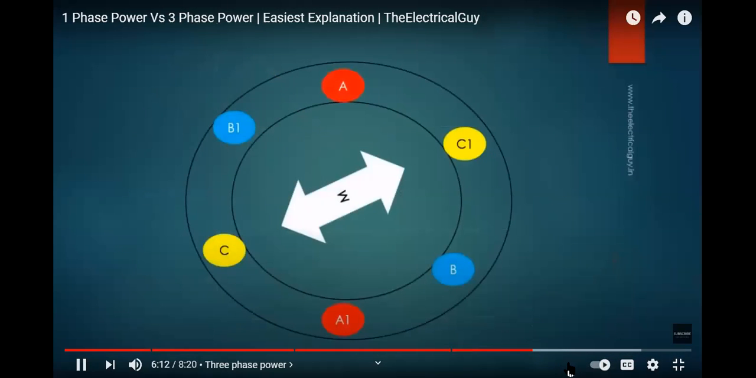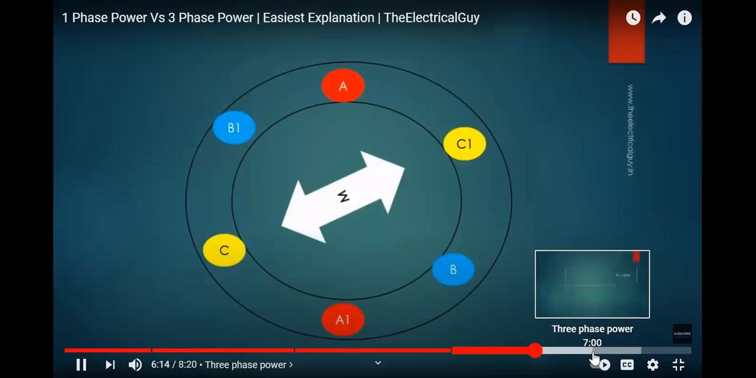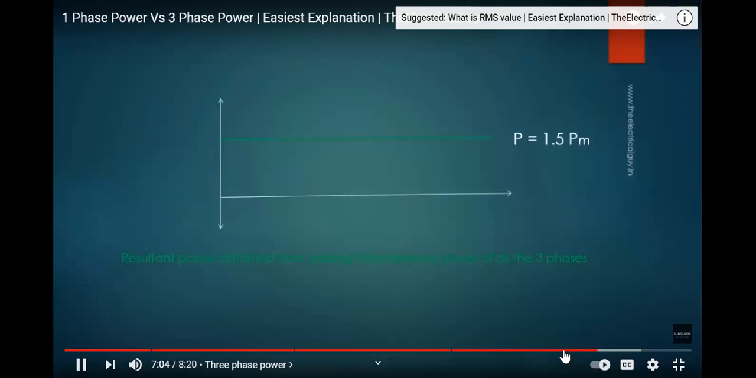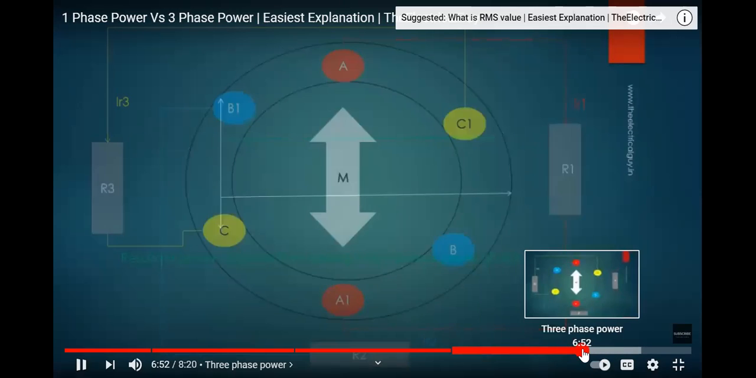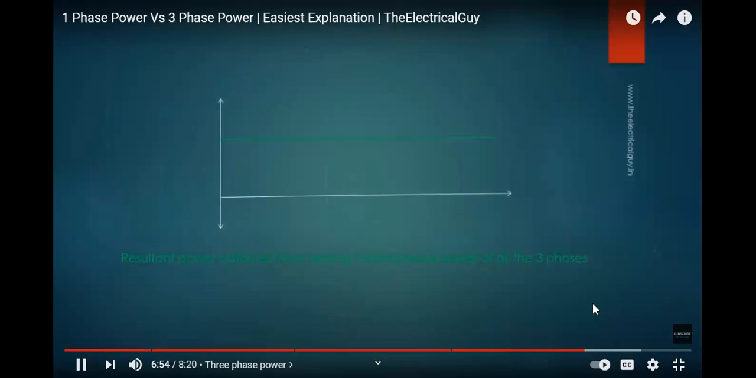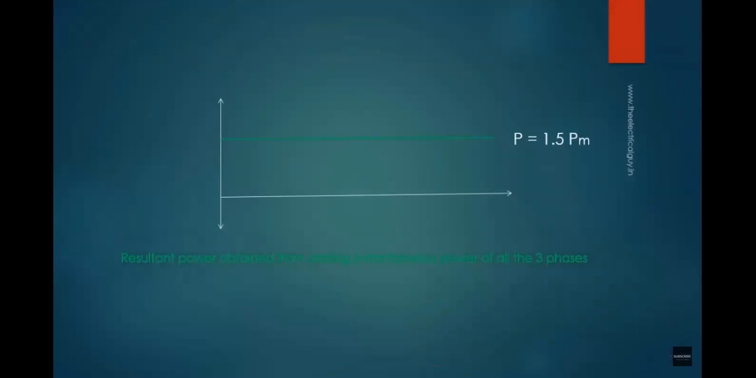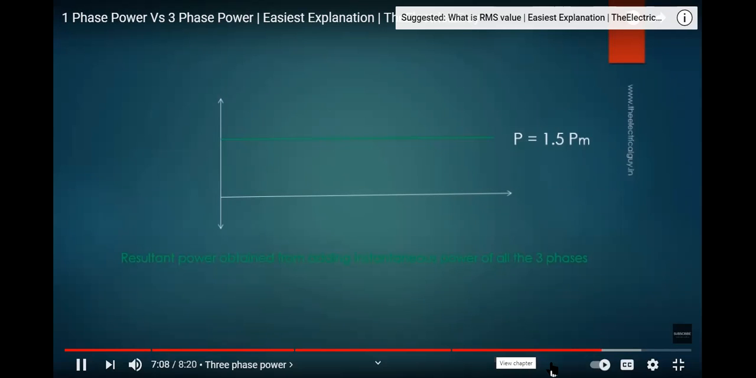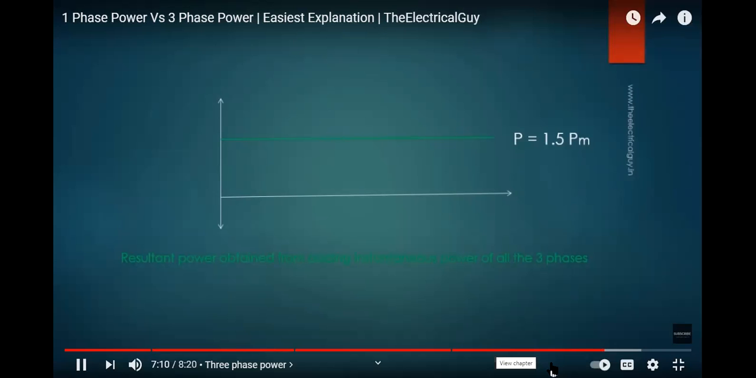When the magnet rotates by 240 degrees from its initial position, the voltage across winding C1 is maximum. Hence, the total power is constant and it is 1.5 times the peak power of one phase. So here we have achieved constant and more power by simply adding two extra windings to the single phase generator. And this is the reason why three phase power is more preferred over single phase power.